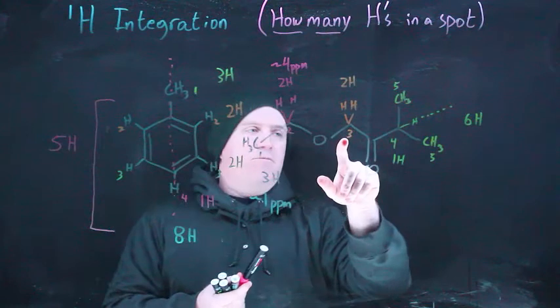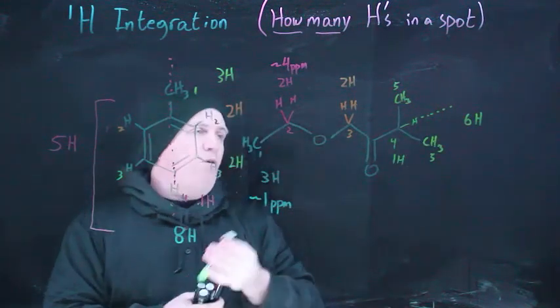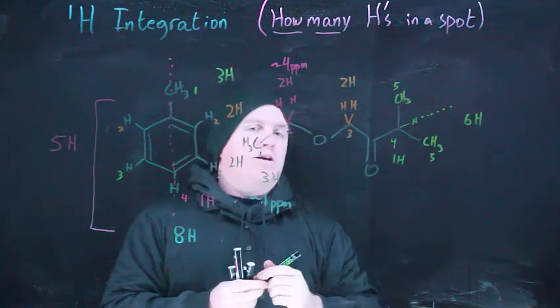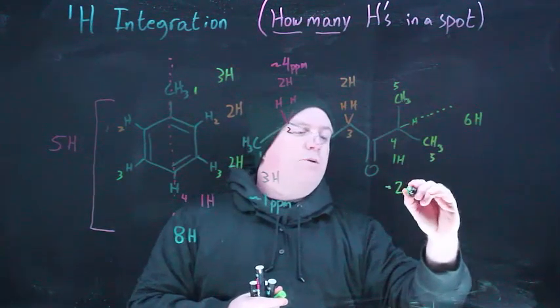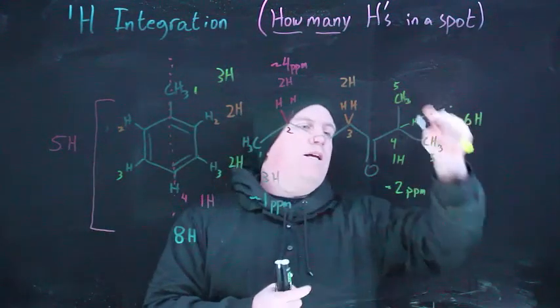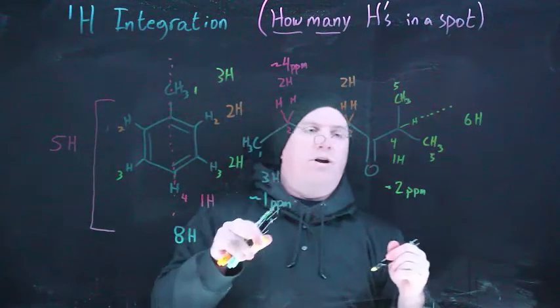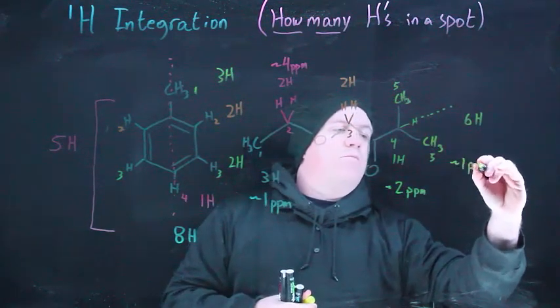We're going to skip him for the moment and go on to this guy, who in location 4 is right next to a carbonyl. So I would expect right next to a carbonyl to be about 2 parts per million, give or take, maybe 2 to 2.5. And then finally, of course, these at the end of the chain are boring methyls again. So again, I would expect them to be around 1 part per million.